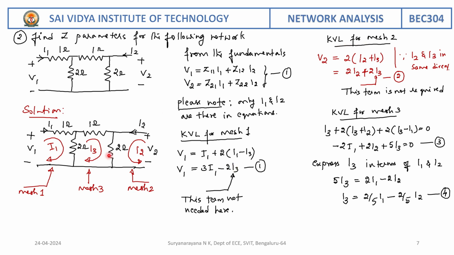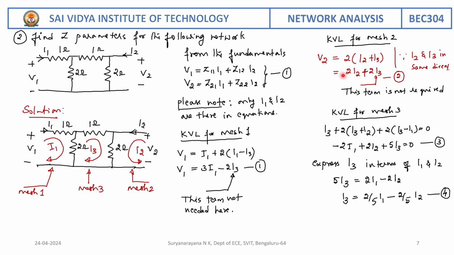Now let us write the expression for mesh 2. The KVL equation is written like this: V2 is equal to, since two currents are in the same direction, I2 plus I3.